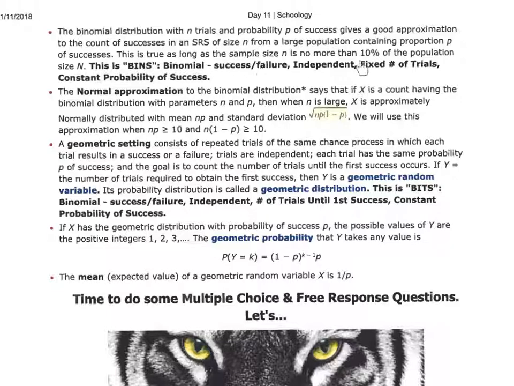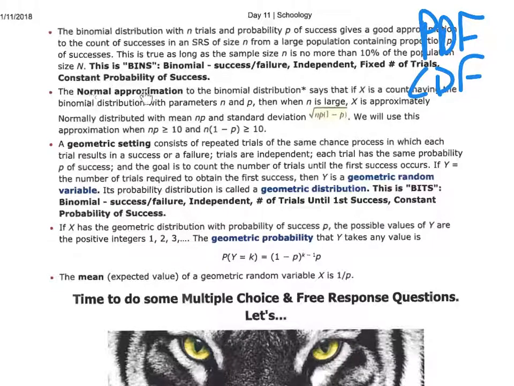Like I mentioned before, you first have to check: does it meet the binomial situation of BINS? If it does, then you can go ahead and do binomialpdf or binomialcdf. Remember, in that case, PDF is for a point, so if they're trying to find the probability that x equals 2, whereas CDF is for a range, so maybe the probability that x is greater than 2 is what you would use for that.